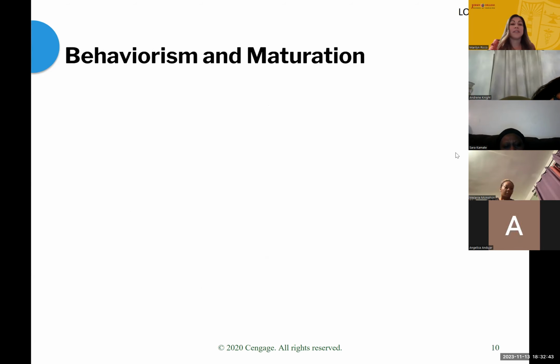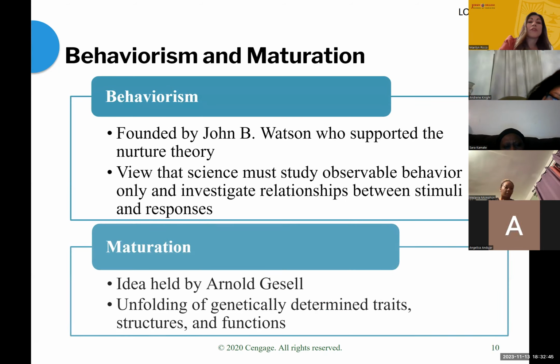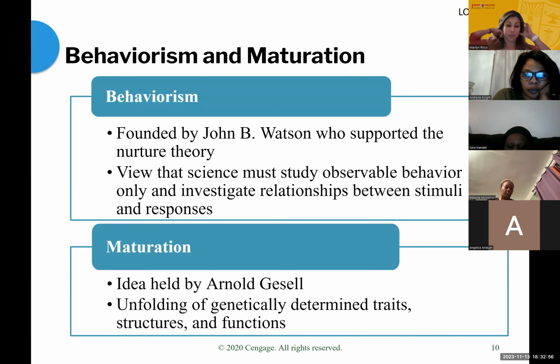And then we have the theories of development. So we have behaviorism and maturation. So behaviorism was founded by John B. Watson, and he supported the nurture theory. So there's that nature versus nurture theory. And he talked about the nurture theory, and it's the view that science must study observable behavior only and investigate relationships between stimuli and responses.